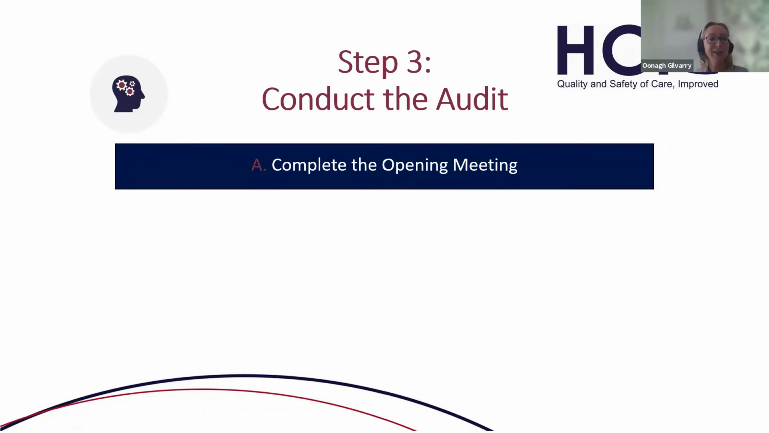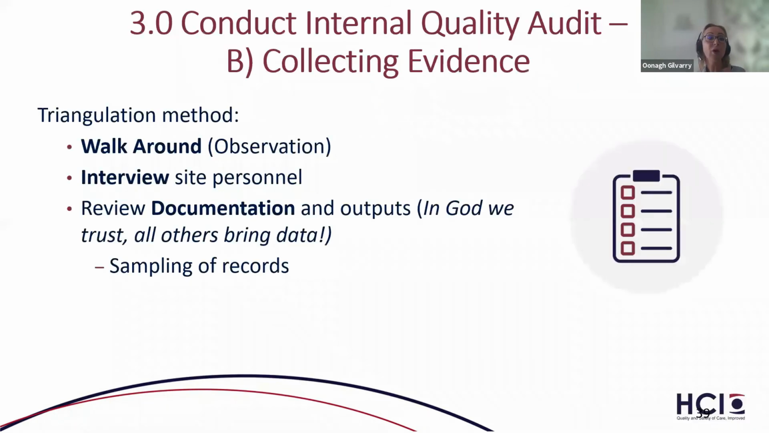I said the opening meeting is just really, okay, we're heading off today. This is what I intend to do. This is what I'm going to be covering. Collecting evidence. Well, we talk about the triangulation method, and this is what HIC utilize also: the walk around, the interview and the documentation, that observation, seeing what's being implemented and reflecting on that in relation to your policies and procedures. Are they being implemented in accordance with our policies and procedures? We've already looked at, remember, are the policies and procedures reflective of the requirements? Now we're looking at, is what's being implemented reflective of those policies and procedures?